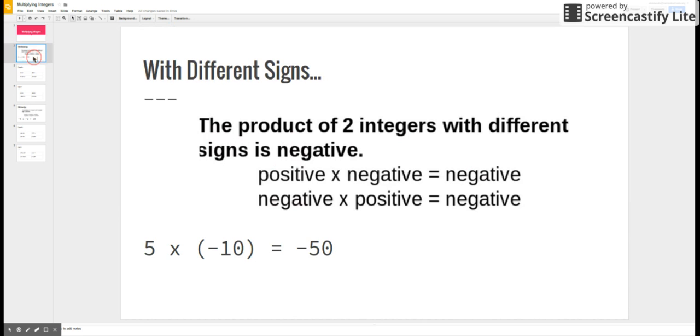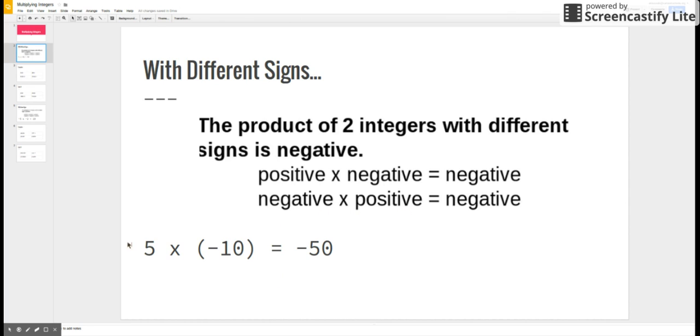So, with different signs, the product of two integers with different signs is always negative. All right, so different signs, always negative. So, if you had positive times a negative, you would get a negative. If you had negative times a positive, you would get a negative.